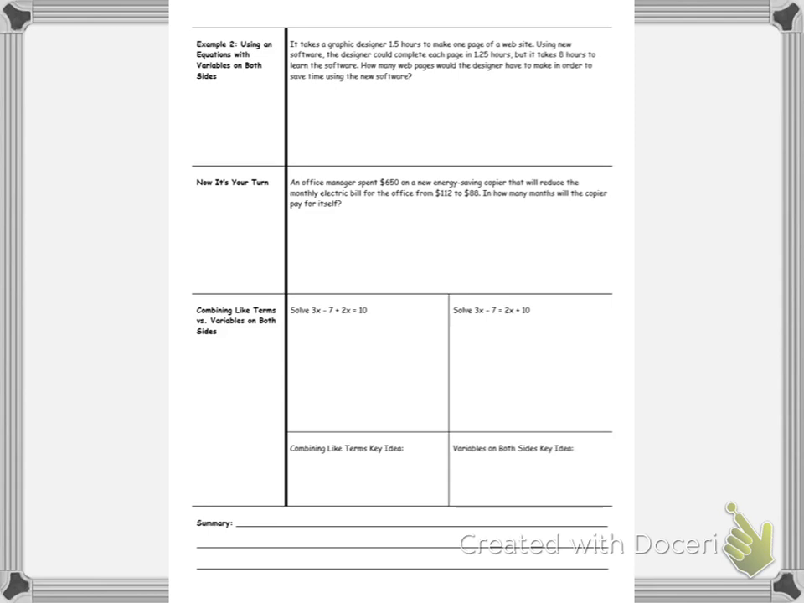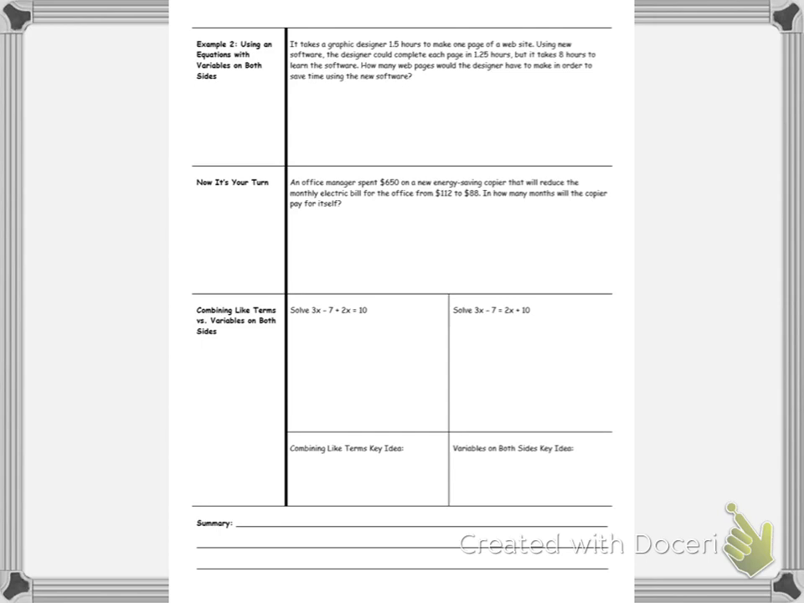It takes a graphic designer 1.5 hours to make one page of a website. Using new software, the designer could complete each page in 1.25 hours. But it takes 8 hours to learn the software. How many web pages would the designer have to make in order to save time using the new software?